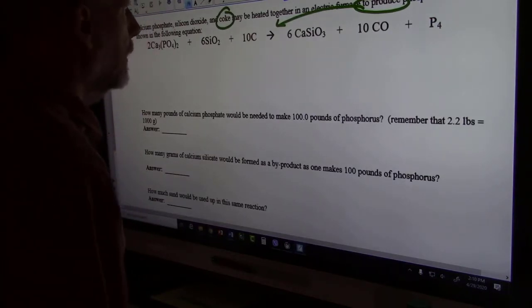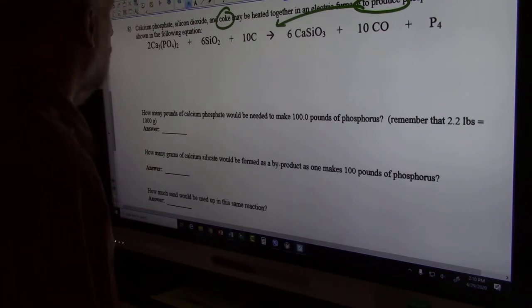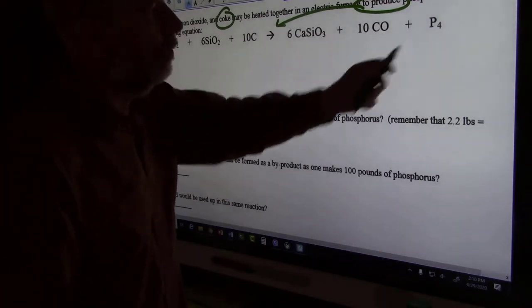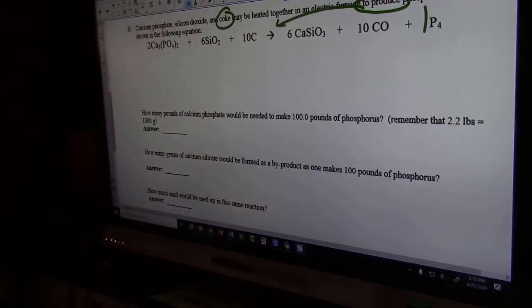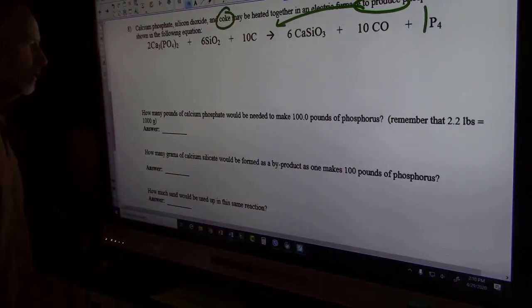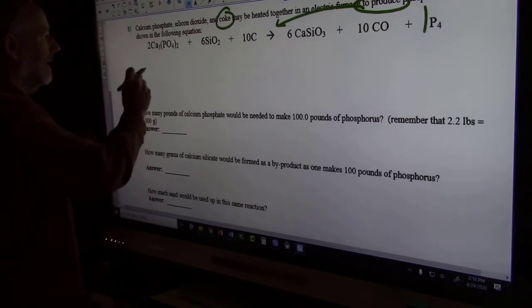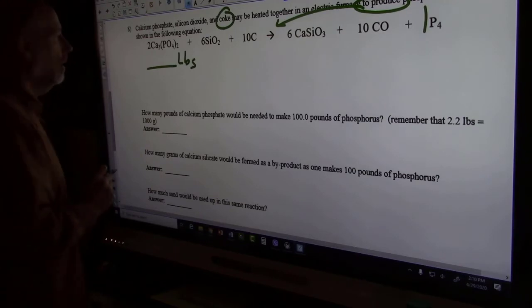Okay, this is going to be a doozy of a problem. Well, it's balanced for you: 2, 6, 10, 6, 10, 1. Mole to mole ratio. How many pounds of calcium phosphate? Where is that? Oh, here it is. How many lbs? Hey, that's not grams. Uh-oh.